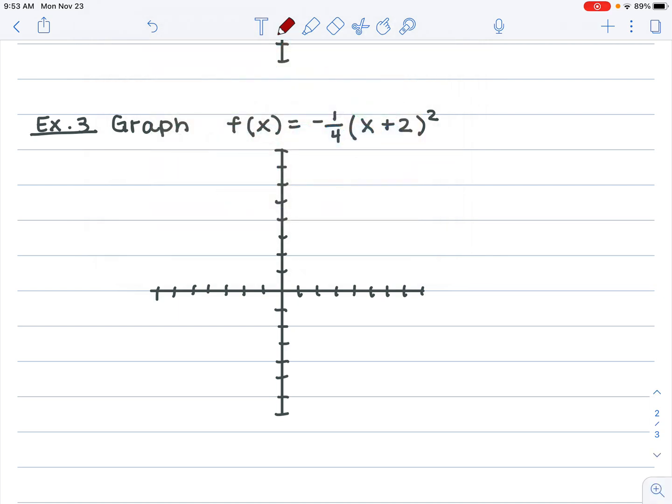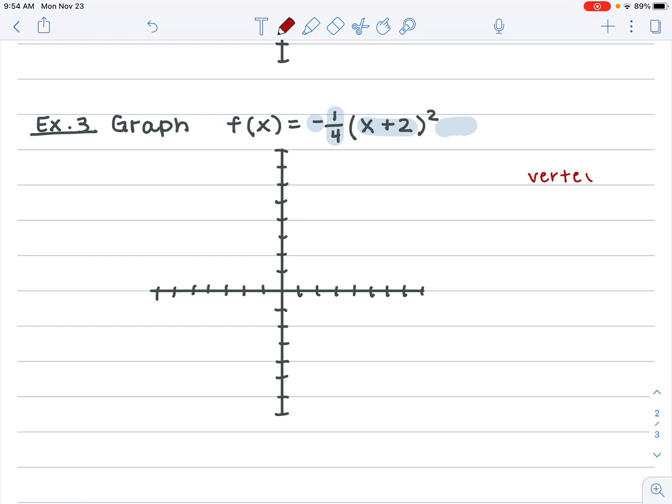Last one here, let's do this in red. We've got y, or f of x, equals negative 1/4 times the quantity x plus 2 squared. Now this one has a lot going on here. First thing I notice is this negative, so that means it's going to be reflecting down, so it's going to be opening downward. It's going to have a maximum point. The 1/4 is a vertical shrink, so that means our graph's going to be a little bit wider than it has been. The x plus 2 tells me we're going to the left 2 to start off my vertex. Since there's no number over here, we have no vertical movement.